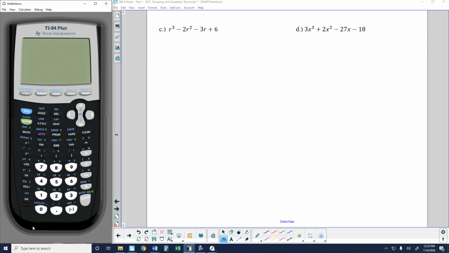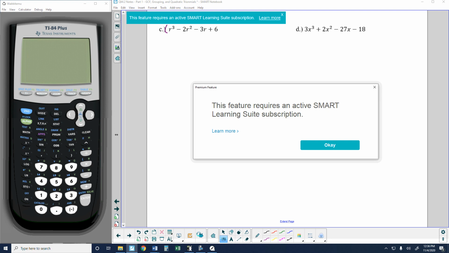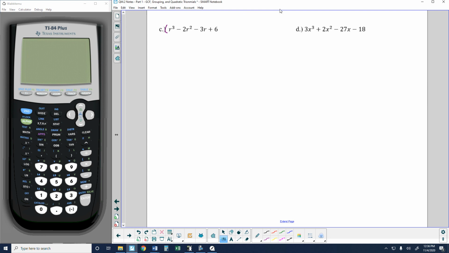So in problem C and problem D, we want to factor this by grouping. So the first step again is to group or rearrange terms into two groups that have a similar or the same GCF. So my first group that I can put together is r cubed minus 2r squared. And my second group together I'm going to put is negative 3r plus 6. Notice that I have that negative inside the parentheses there. So I'm putting the positive in between my groups to remind myself that this is not multiplication, this is addition of terms.